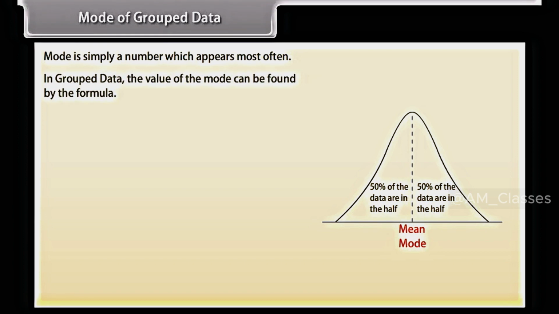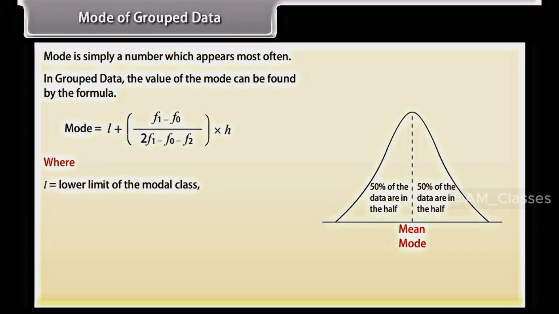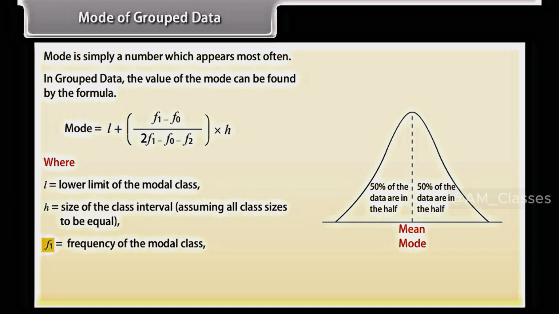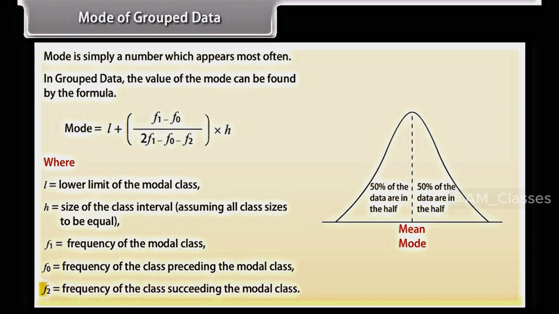Mode of grouped data. Mode is simply a number which appears most often. In grouped data, the value of the mode can be found by the formula as given below. L plus (f1 minus f0) divided by (2f1 minus f0 minus f2) multiplied by h, where l is equal to lower limit of the modal class, h is equal to size of the class interval, assuming all class sizes to be equal. f1 equals frequency of the modal class. f0 is equal to frequency of the class preceding the modal class. f2 is equal to frequency of the class succeeding the modal class.